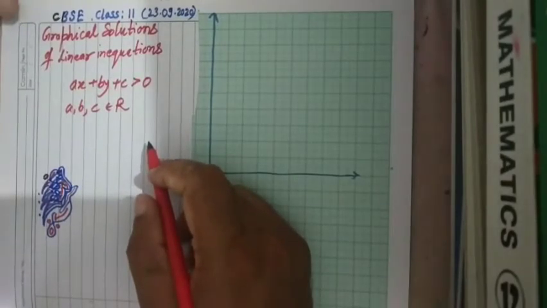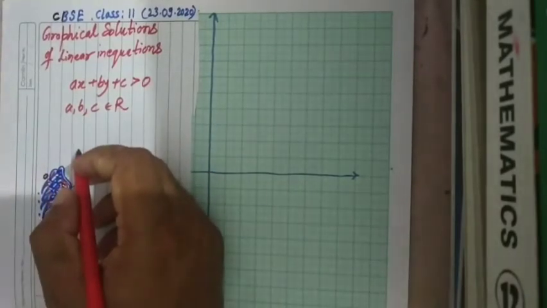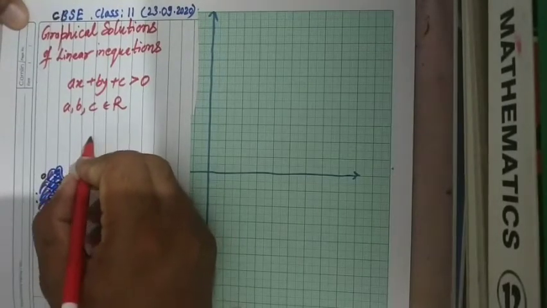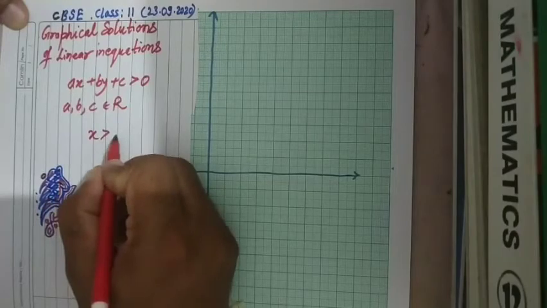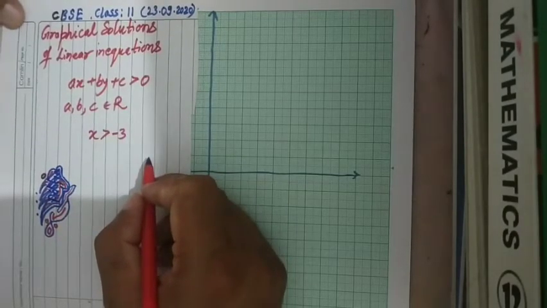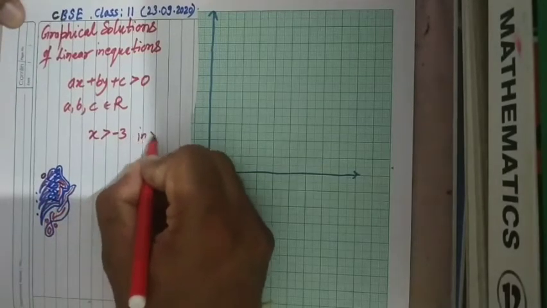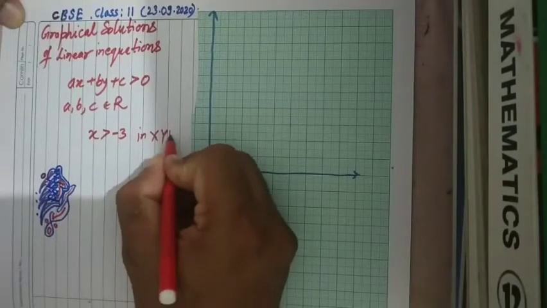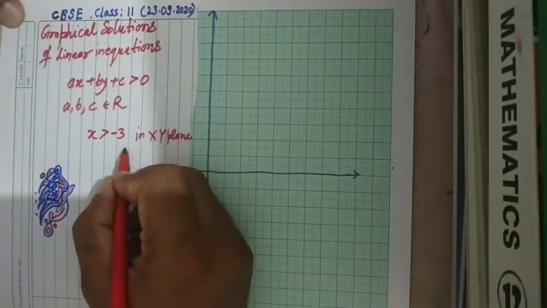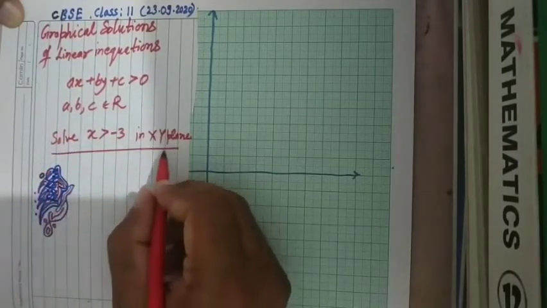So let's see that. We are going to take one example, and if any such inequation is given, first we take a one variable inequation. For example, we have been given x is greater than minus 3. Suppose we have to represent this graphically in the xy plane, or solve it graphically in the xy plane. So how do we solve this in the xy plane?